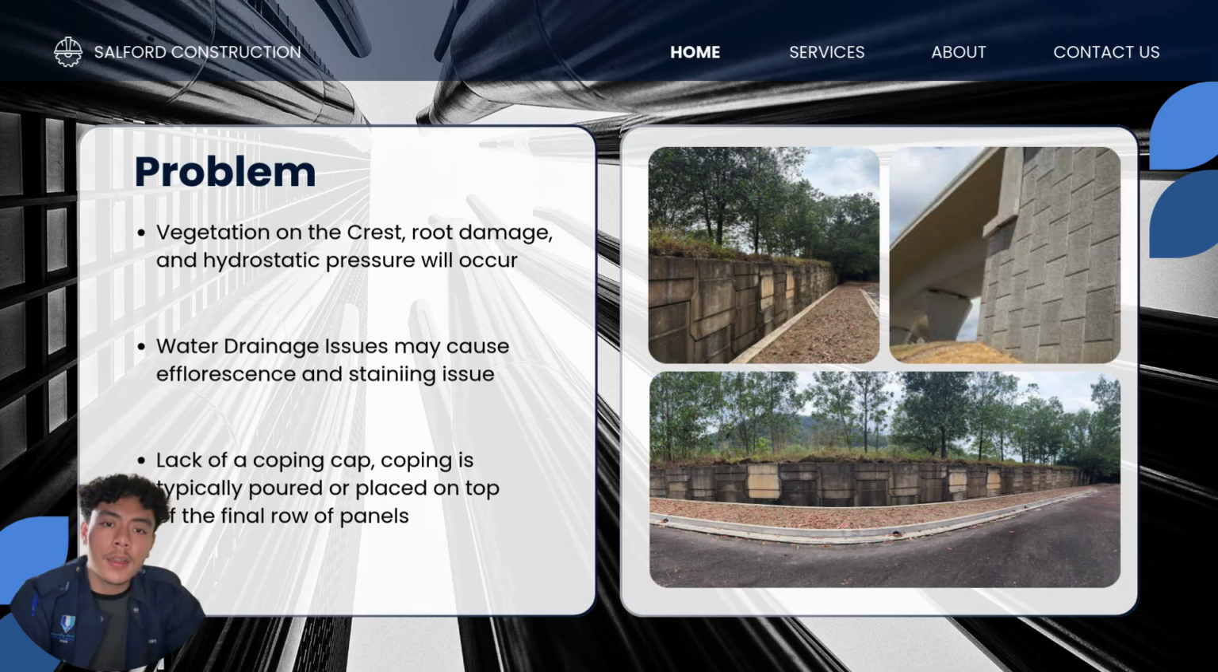And lastly, we can look at the lack of coping. Coping is basically a cap placed on top of the final row of panels. This coping is to lock the top panels in place and seal the joint between the soil and the wall surface. The problem is that a direct hit from the rain or water flowing behind the panel can flow directly from the grass into the backfill behind the panels, exacerbating the issues mentioned above.